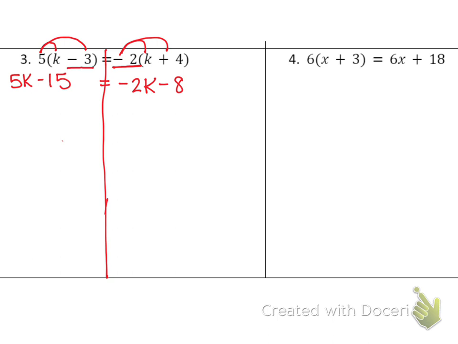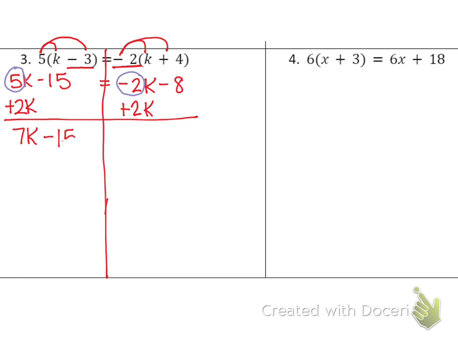Then I'm going to look for my smallest coefficient. My coefficients in this case are 5 and negative 2. Which one's smaller? Negative 2. So I'm going to add the inverse of the term. So I'm going to do the inverse operation and add the opposite to each side. When I do that, 5k plus 2k is 7k. So 7k minus 15 equals, that makes 0, negative 8. Don't forget to carry down that negative right there.